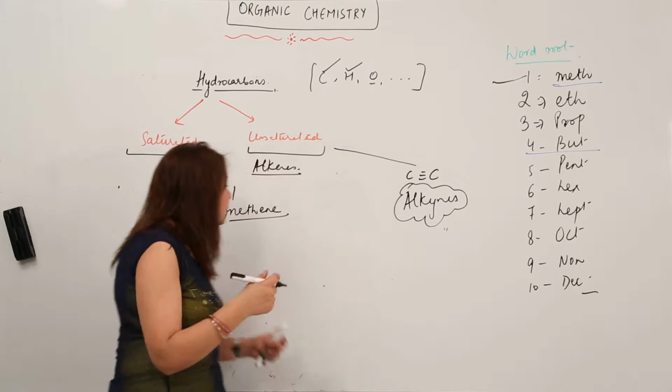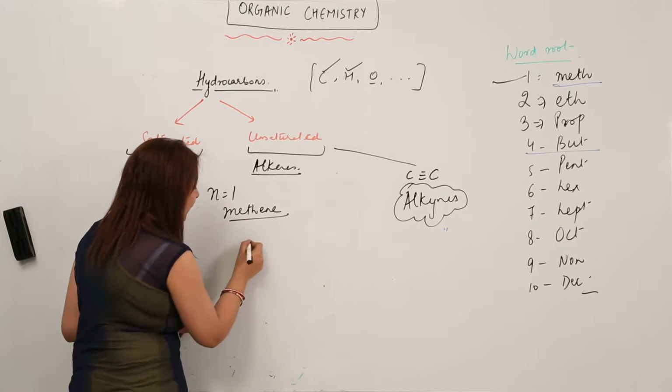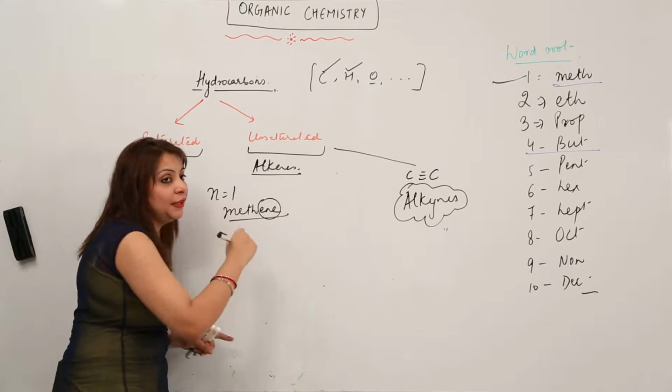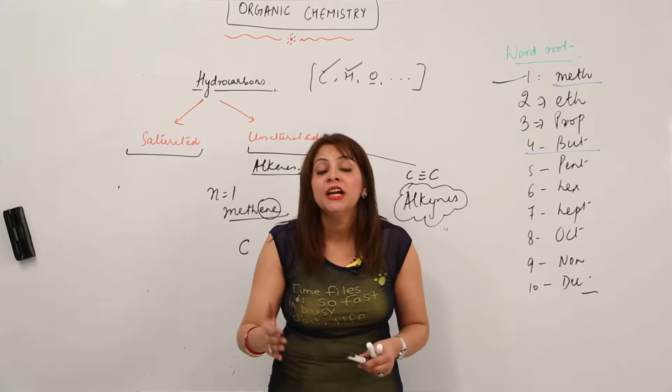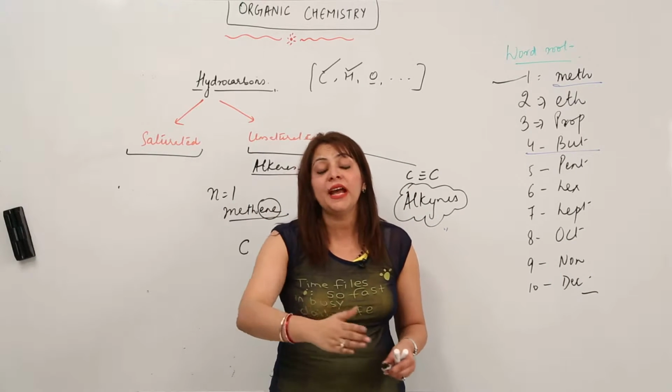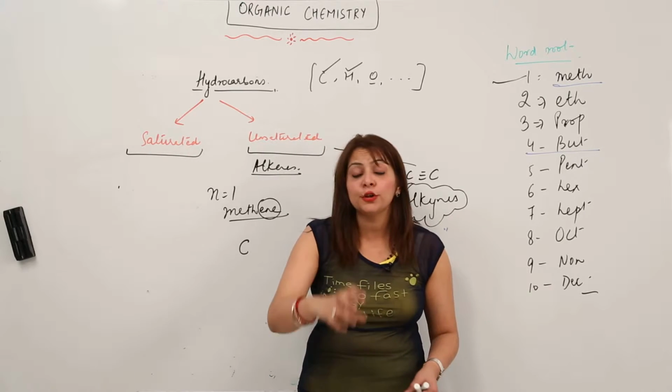So now, the first member of the alkene is methene, right? Meth means one carbon, and ene means it should make a double bond with some other carbon atom, right? It is compulsory to make a double bond within a chain, that must be included in a chain.